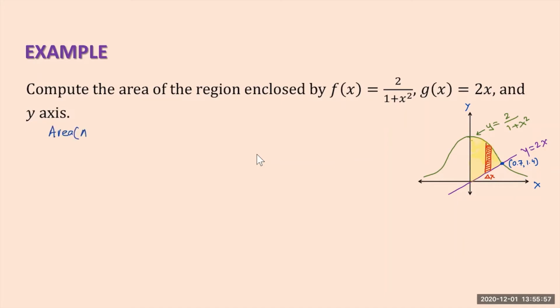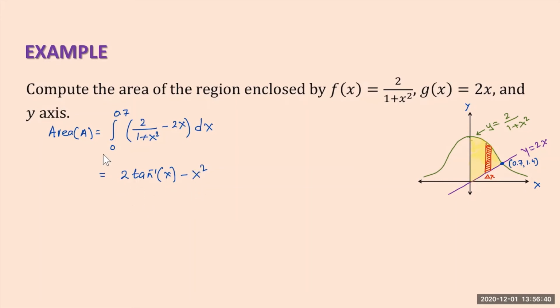Area A is equal to the integration from 0 up to 0.7 of the upper function minus the lower function. Upper function is 2 over 1 plus x squared minus the lower function is 2x. I'm integrating with respect to x. 2 is a constant. I can take that out. And integration of 1 over 1 plus x squared is tangent inverse x. Then minus integration of 2x is x squared. Because derivative of x squared is 2x, so integration of 2x will be x squared.